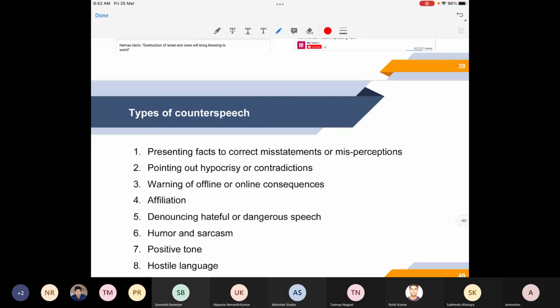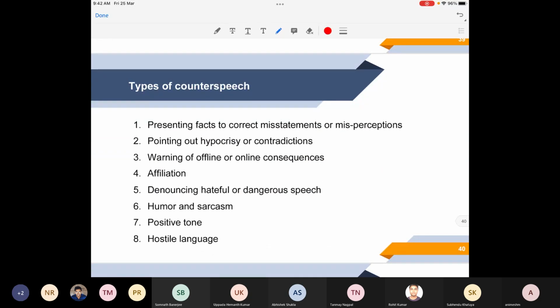Once we got these comments, we observed that counter speech could be of various types. This was not the first time this was done. There was earlier work by Benesch in 2016 who showed that counter speech can be categorized into multiple groups. One group is presenting facts to correct misstatements, like the one I was telling you about, where you say this is completely fake and prove that the hateful content is a product of fake news. Then there is pointing out hypocrisy or contradictions in the statements, and warning of offline and online consequences, typically legal consequences. You tell people that if they post such hateful messages, they might have to face legal consequences. Then there is the idea of affiliation.